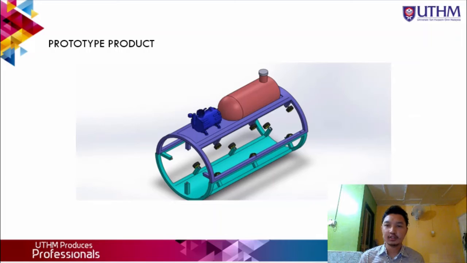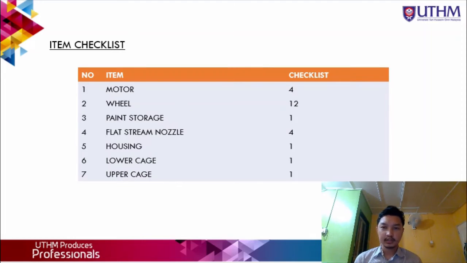As you can see, this is our prototype product. It contains wheel, upper cage, lower cage, paint storage, motor, nozzle. For the item checklist, we have 7 here, which are motor, wheel, paint storage, flat spray nozzle, housing, lower cage and upper cage. So as you can see, motor 4, wheel 12, paint storage 1, flat spray nozzle 4, housing 1, lower cage 1 and upper cage 2.